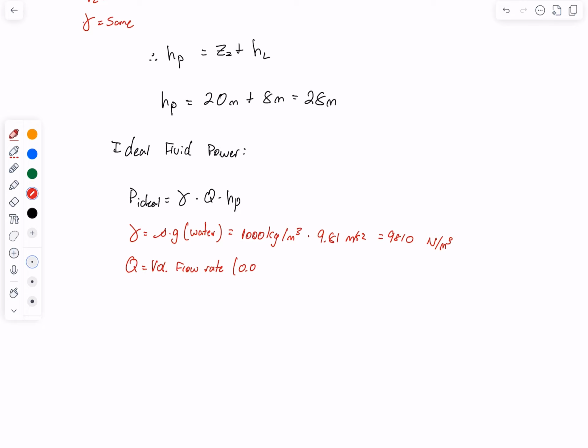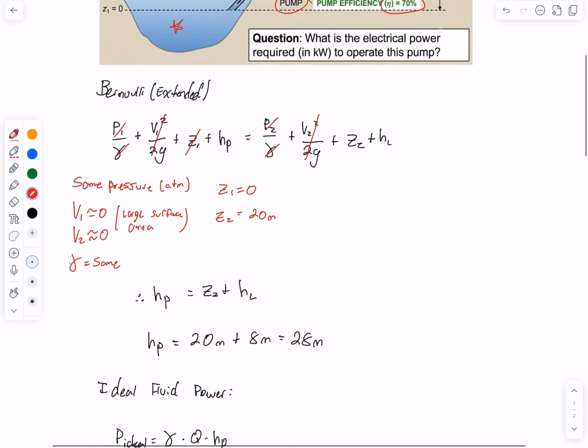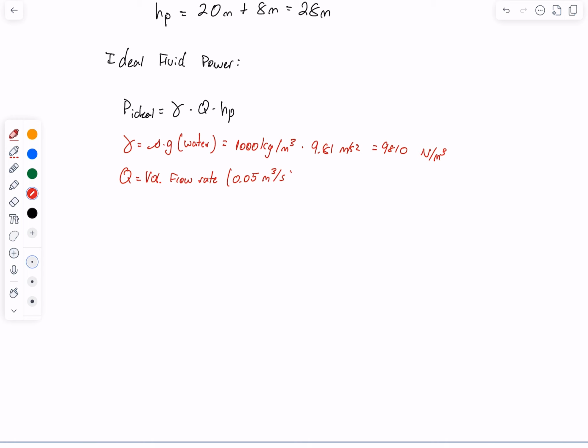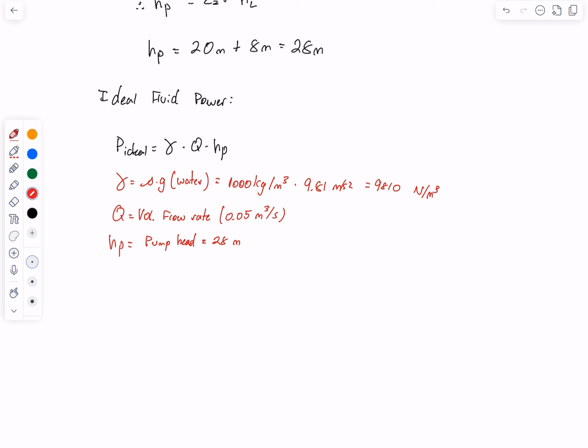Q is the volumetric flow rate, which is 0.05 meters cubed per second. Our pump head, HP, is 28 meters, which we already decided from before. So P ideal, once we plug in here, is going to be 9810 times 0.05 times 28 meters. And that's going to come out to 13,734 watts, or 13.734 kilowatts.